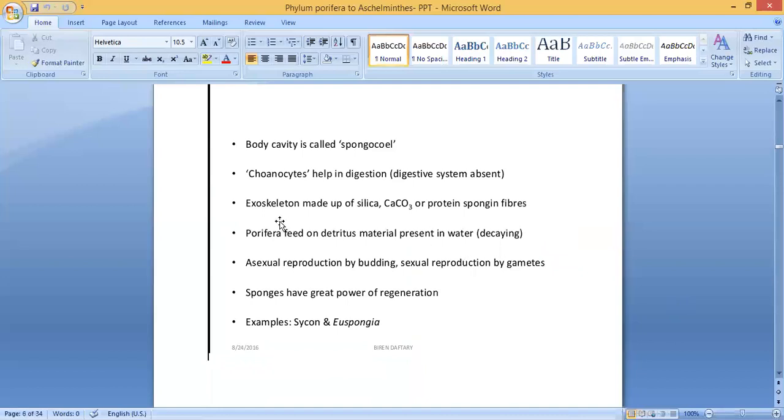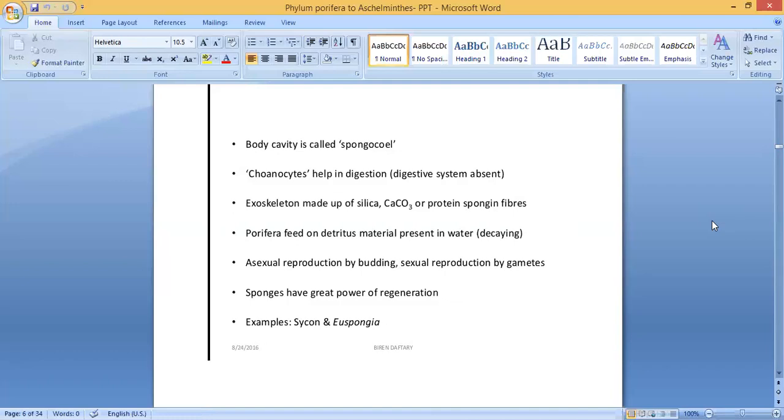So the next one is exoskeleton. Endoskeleton means the skeleton which is present inside the body, and exoskeleton is the one present outside. Outer skeleton is called exoskeleton. It is made up of silica, calcium carbonate, or protein spongin fibers. Clear? And it is also known as spicules.